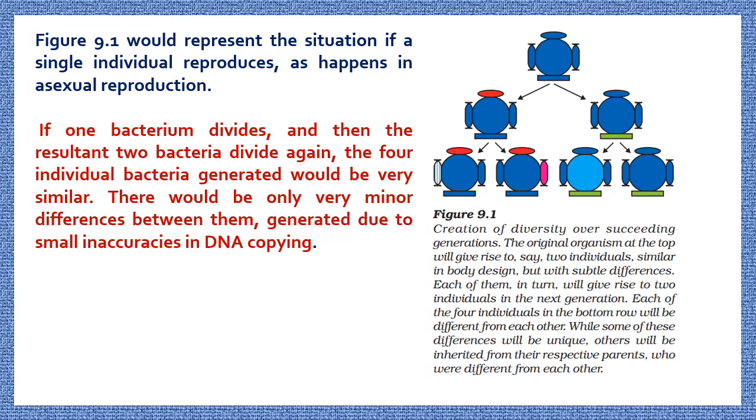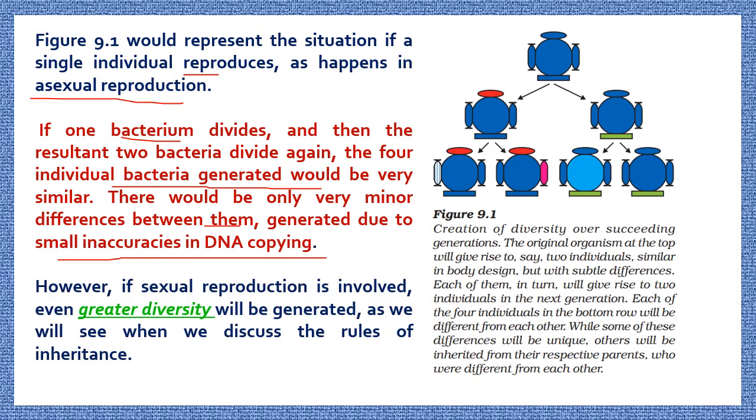So they inherit some characteristics from their parent, and they have some newly created differences also. This figure shows the situation if a single individual reproduces, as happens in asexual reproduction. See, in asexual reproduction, like bacteria, when a bacterium divides and then the resultant two bacteria divide again, four individual bacteria are generated, and they would be very, very similar. There would be only very minor differences between them, and that is generated due to small inaccuracies in DNA copying.